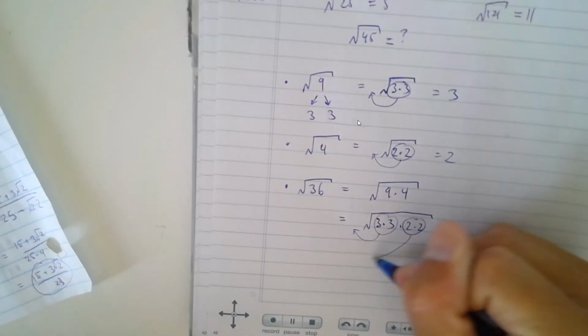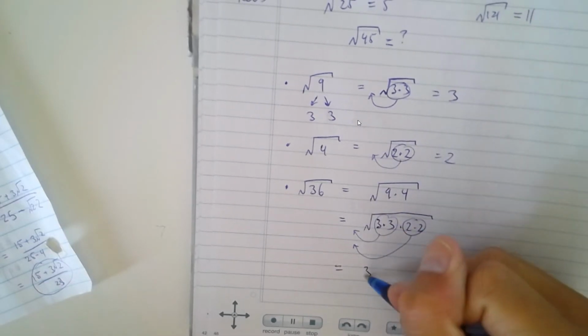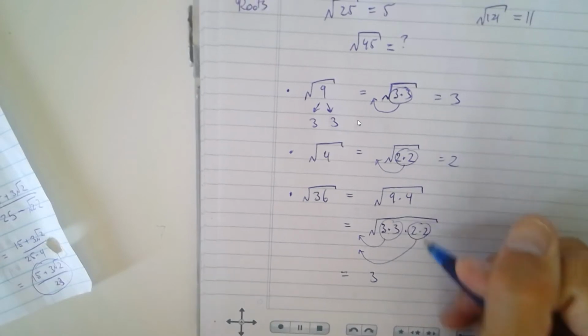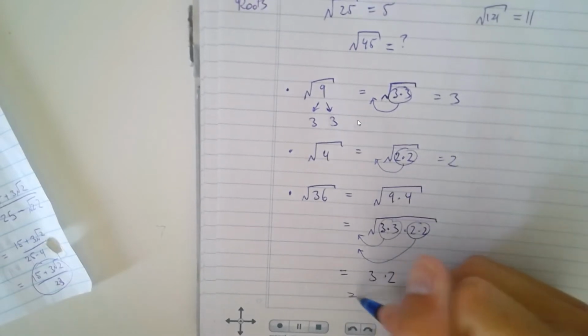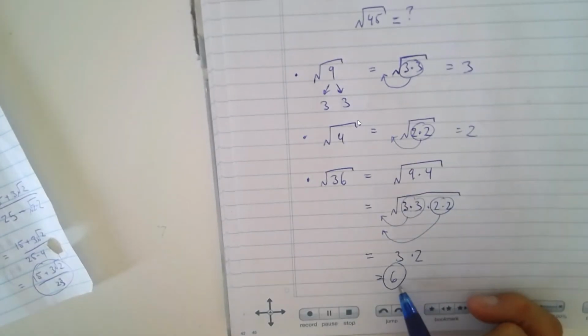Again, that's another pair of numbers. So if they both come out, it's going to come out as this: a solid 3 and a solid 2. Again, that will give me 6. Is the square root of 36 not 6? Yeah, it is, right?